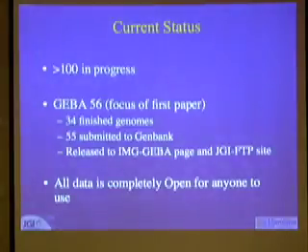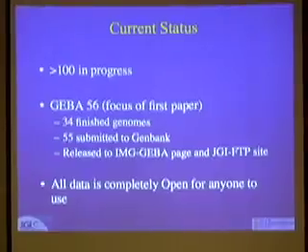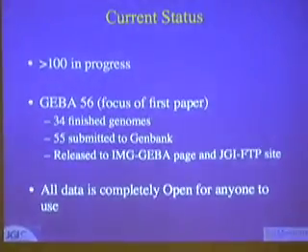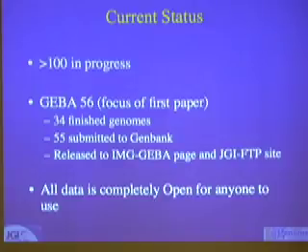So the current status of the project is that over 100 genomes are in some phase of progress in the course of this project. We sort of selected the first 56 genomes that have come through the pipeline to be the focus of analysis for whether or not this is a beneficial thing to do. 34 of those are finished. 55 of the 56 have been submitted to GenBank. The data is available on the JGI FTP site and in a special IMG GEBA page within IMG. And the data is open and available for anybody to use.